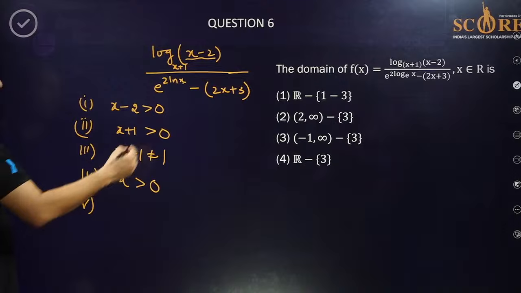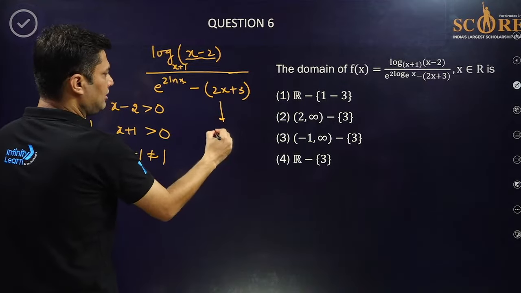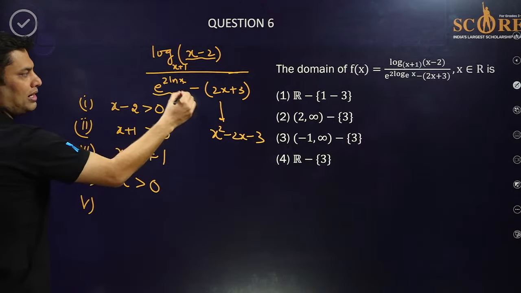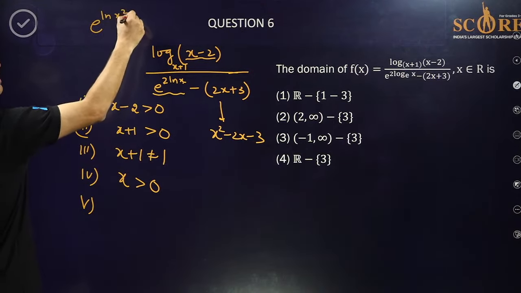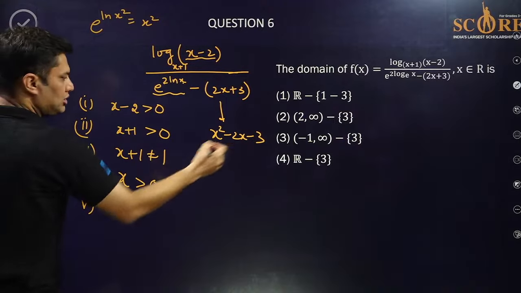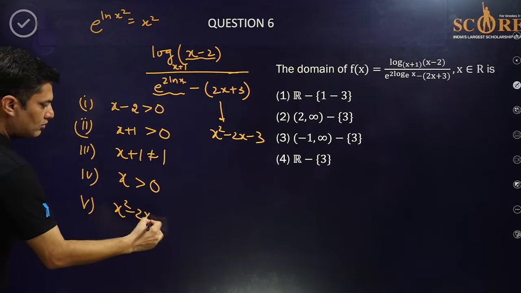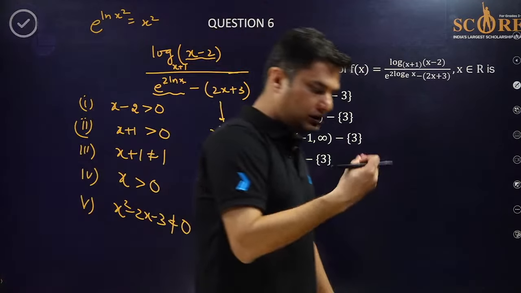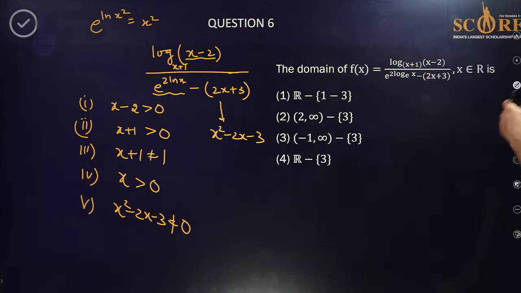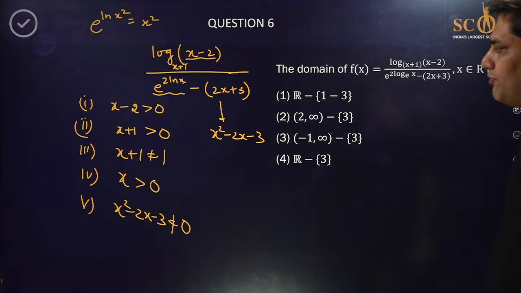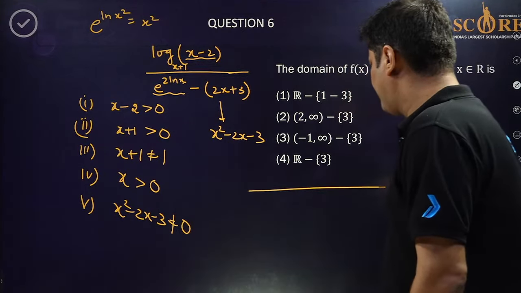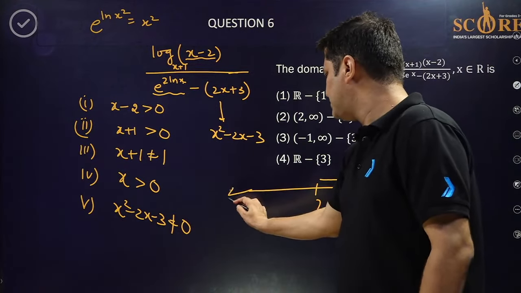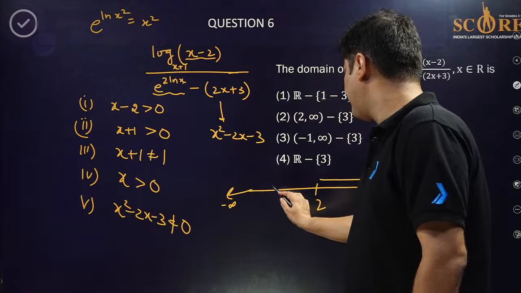And fifth, actually this denominator is x square minus 2x minus 3. This is x square, no? e to the power log x square is x square. x square minus 2x minus 3 should not be equal to 0. So all restrictions you need to apply here. The x minus 2 positive. So first answer is 2 to infinity. The next answer is minus 1 to infinity.